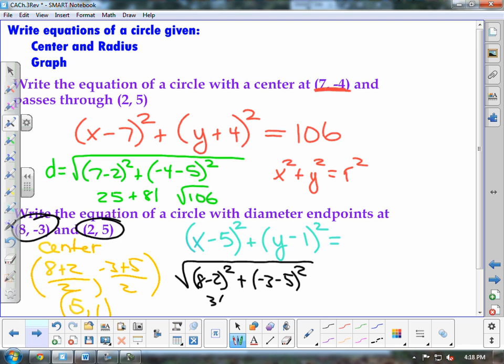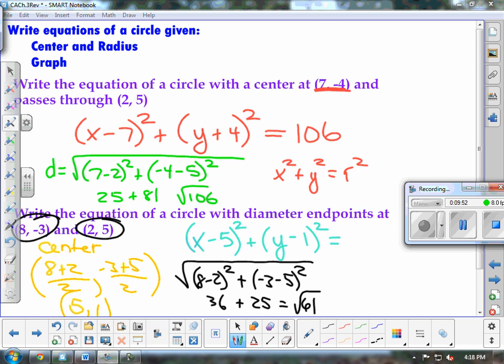So this is 36 plus 25, which would be the square root of 61.